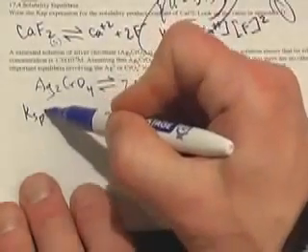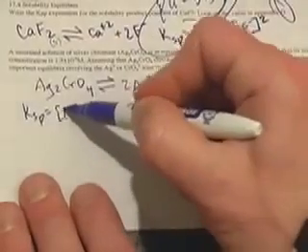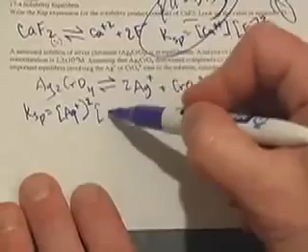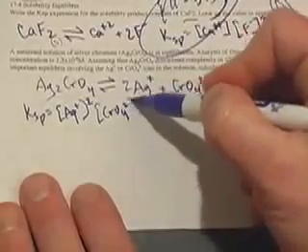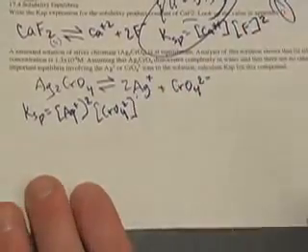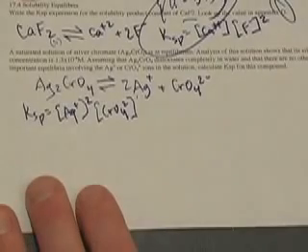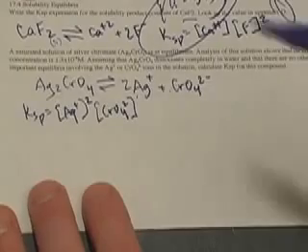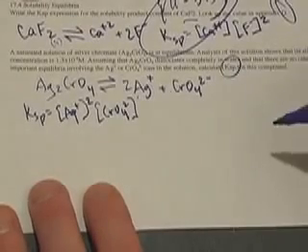If we write the Ksp expression for this, Ksp would be equal to the products, Ag positive raised to the second power, because there's a 2 in front of it, times CrO4 2 minus to the first power, because there's only a 1 in front of the CrO4 2 minus right here. Now it asks us to calculate the Ksp.